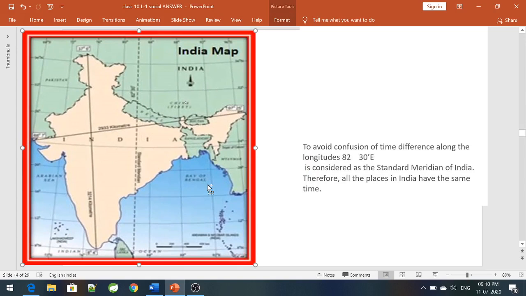And this one we have seen. To avoid confusion of time difference along the longitude, 82 degrees 30 minutes east is considered as the standard meridian of India, if they ask. Here it cuts the 82 degrees 30 minutes east, which is considered as the standard meridian of India, therefore all the places in India have the same time.